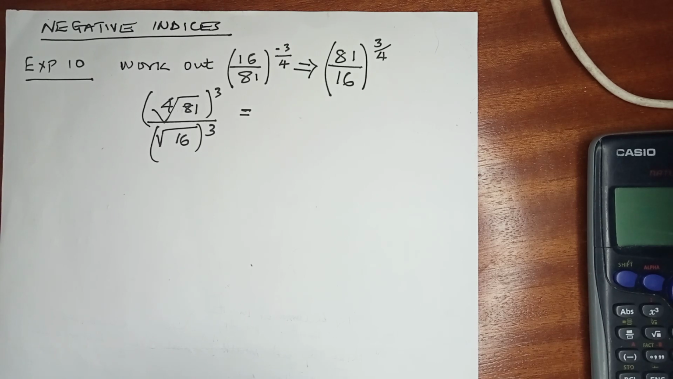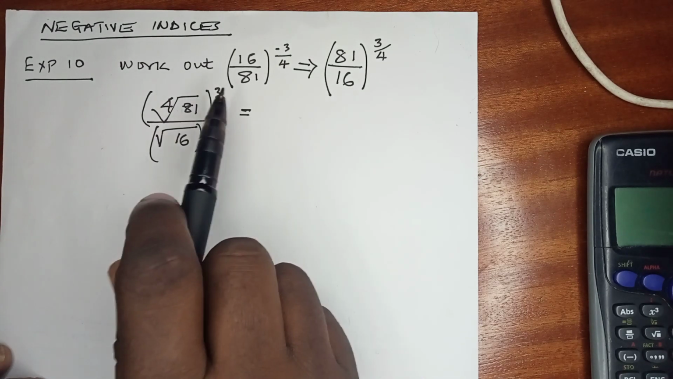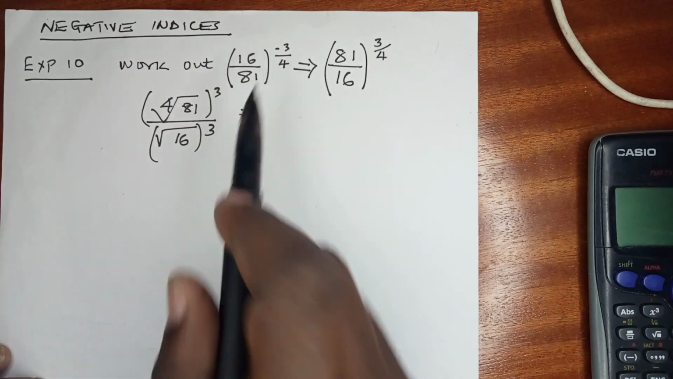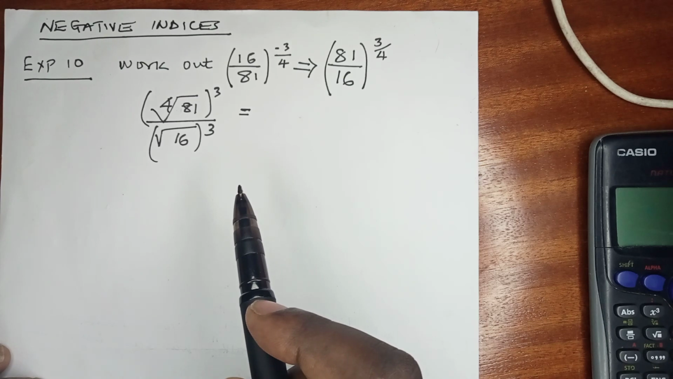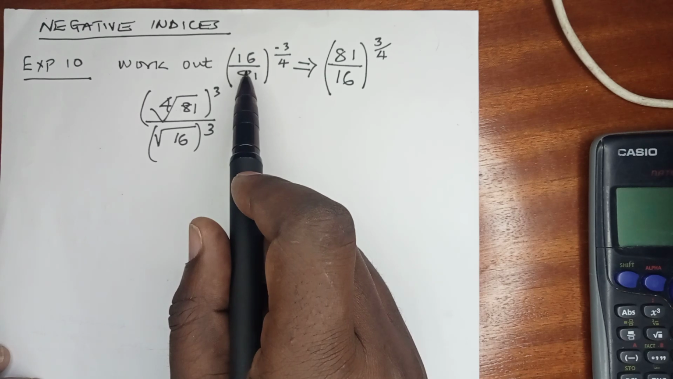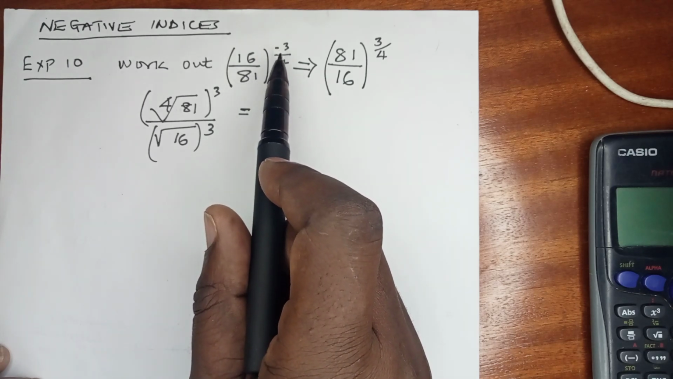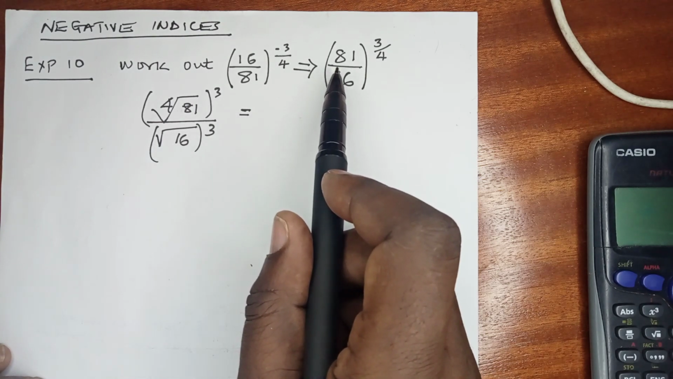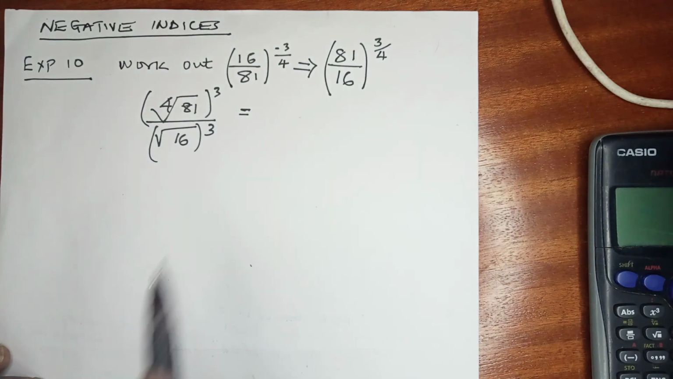And the topic is still number 6, and we are explaining example 10 and example 11 still under the negative indices. And example 10 talks of working out (16 over 81) raised to power negative 3 over 4. And we now know that if the index of a fraction is negative, we need to reciprocate that fraction so that the index sign reverses.